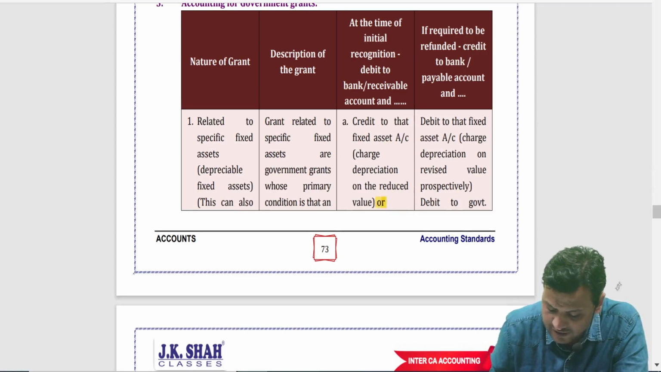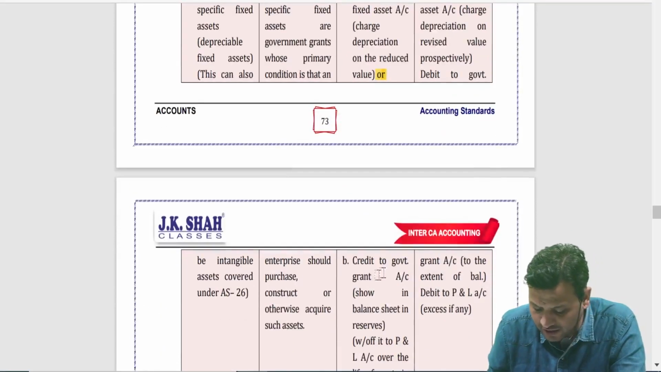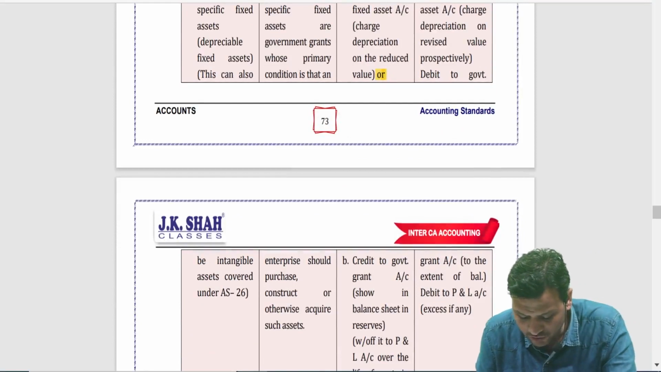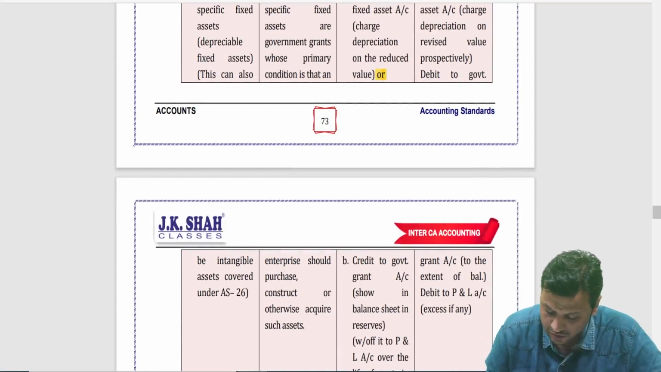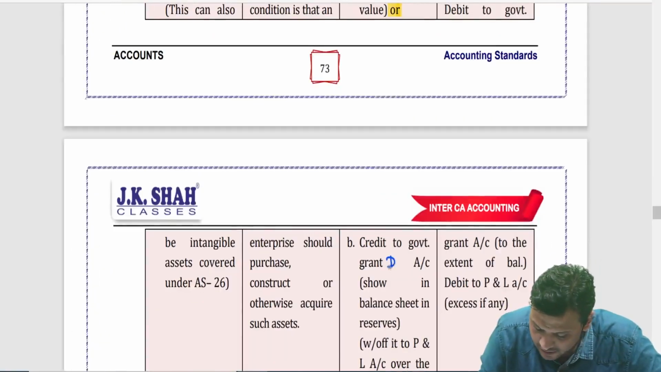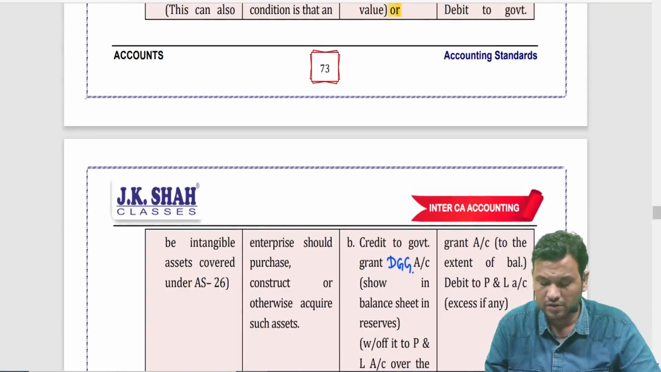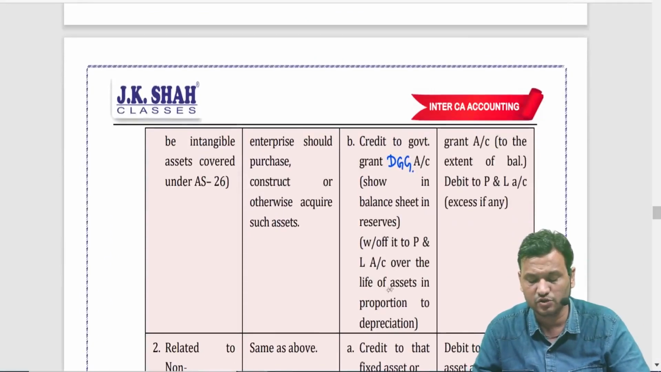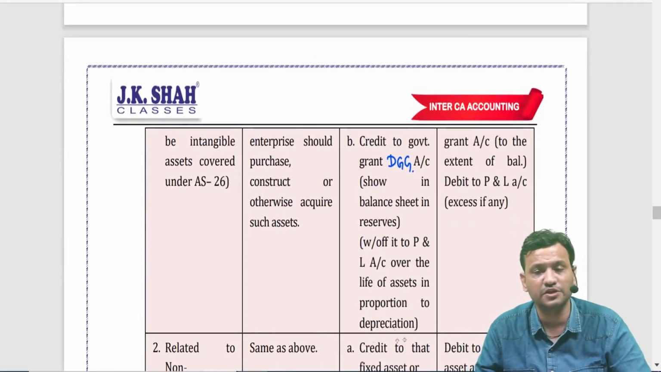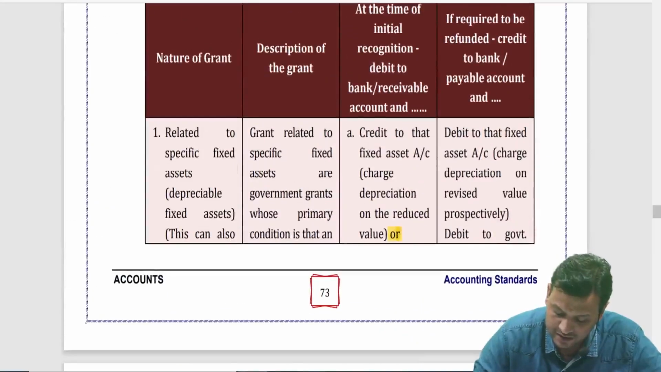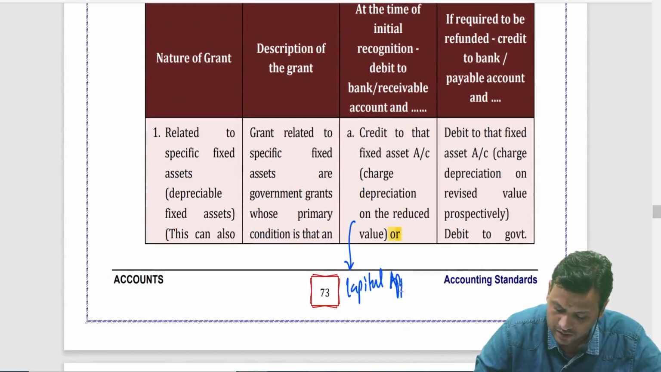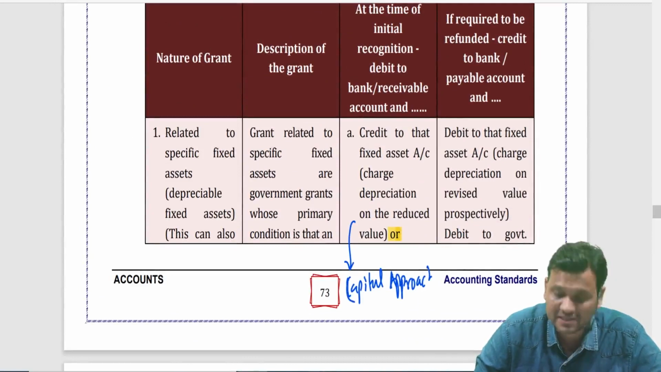Otherwise, if I go for revenue approach, then credit the government grant to deferred government grant account, show it in the balance sheet as reserve, and write off this to P&L over the life of the asset in ratio of depreciation. So this B is revenue approach, and this A is our capital approach. Now, this is for receipt of grant.